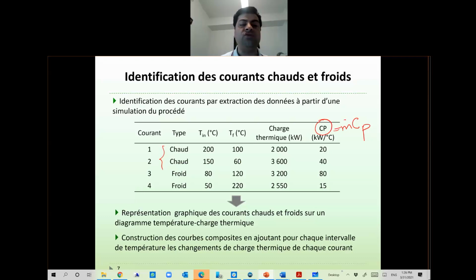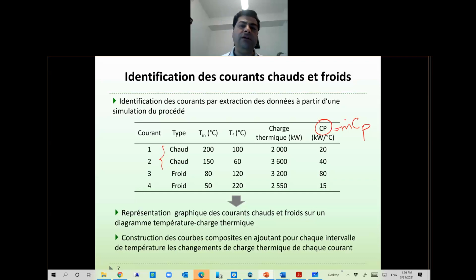And you have also two cold streams or two heat sink streams, stream number 3 and 4. Stream 3 wants to be heated from 80 Celsius to 120 Celsius, and stream 4 wants to be heated from 50 Celsius to 220 Celsius. So you can see you have two hot streams, two cold streams. So if you want to design heat exchangers to match these streams together, how do you do that?